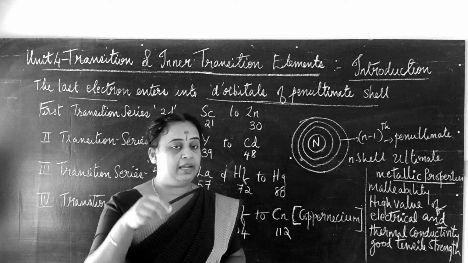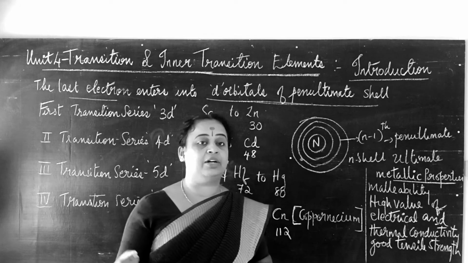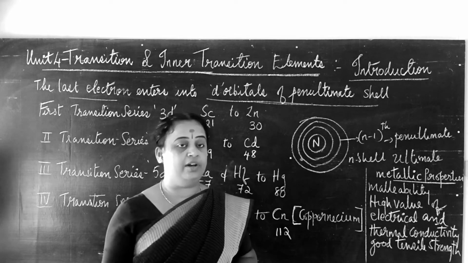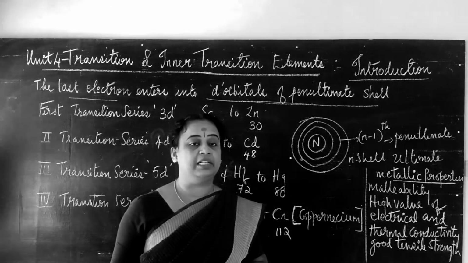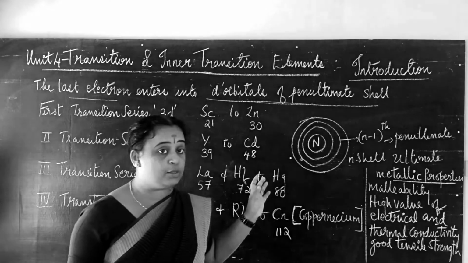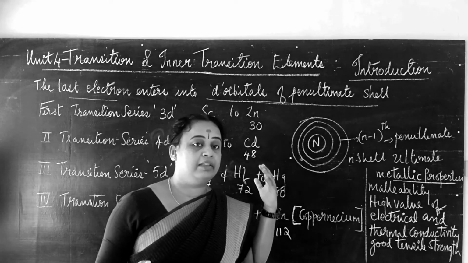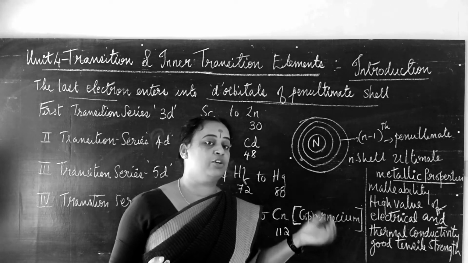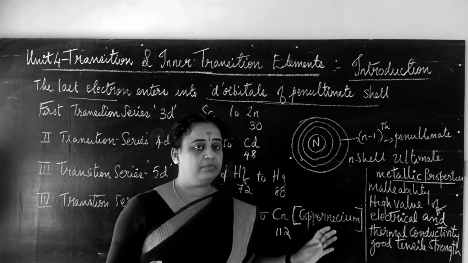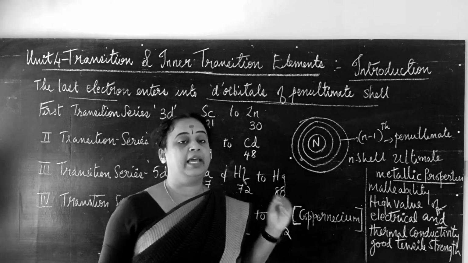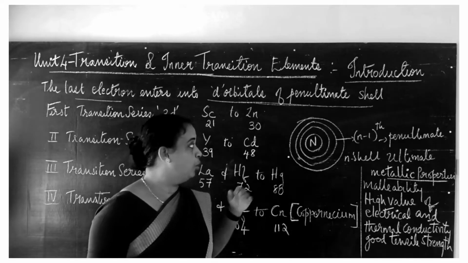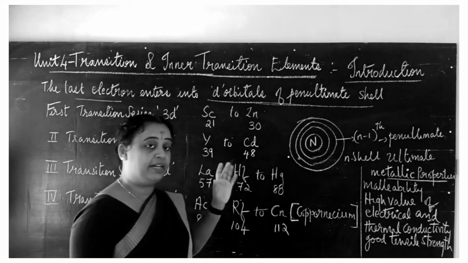Okay, now if the last electron, the valence shell electron, enters into the f subshell or orbital, then we call it an f block element. Likewise here also, the last shell's valence electron enters into the d subshell, so it is called a d block element. Of course, that is right.